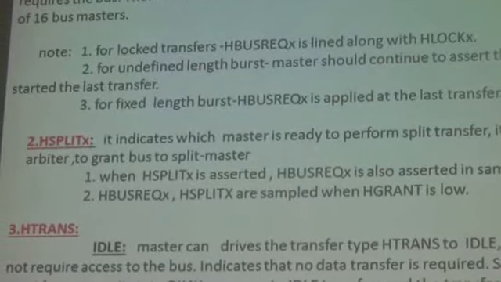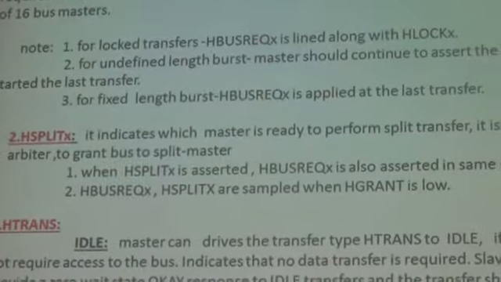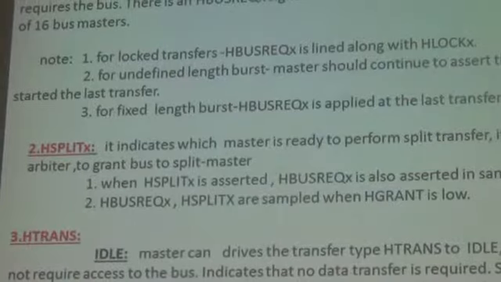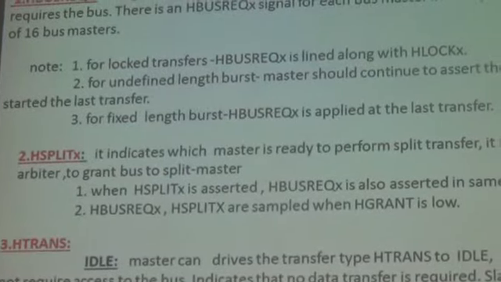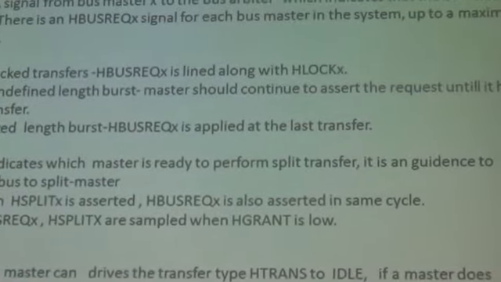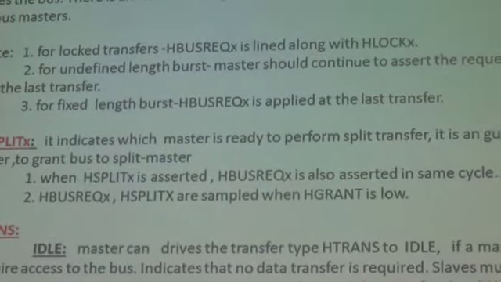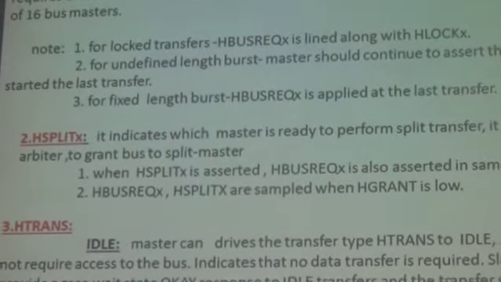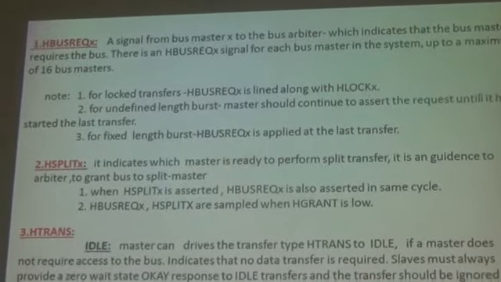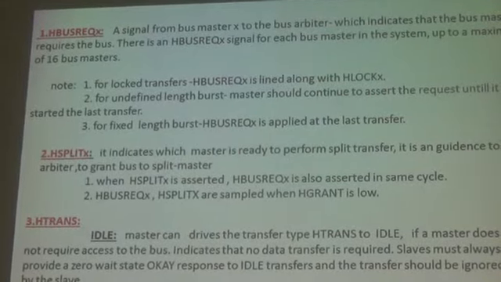HBUSREQ must be asserted continuously until it reaches the last transfer, so that when the last transfer has completed, the arbiter can assign the bus to the masters. In this way, for undefined length, the master should continue to assert the request until it has started the last transfer. For a fixed length burst, HBUSREQ is deasserted at the last transfer. Now we have concentrated only on HBUSREQ, when the master has to request the bus from the arbiter, and these are the three scenarios: locked, undefined length, and fixed length burst.